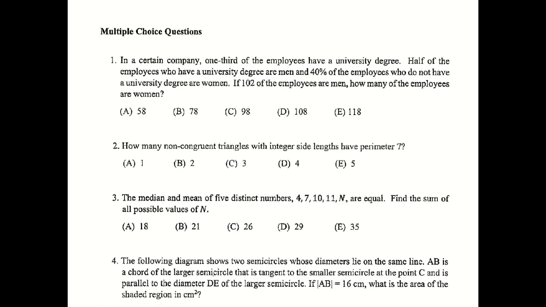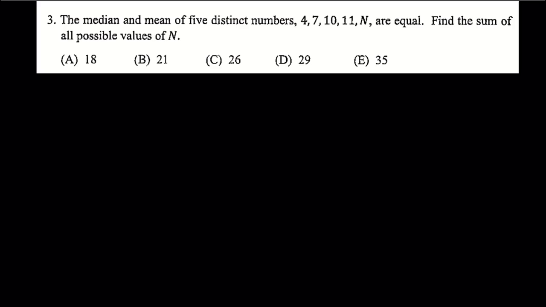Next, let's look at question 3. The median and mean of 5 distinct numbers 4, 7, 10, 11, and n are equal. Find the sum of all possible values of n. The options are A 18, B 21, C 26, D 29, and E 35. Try to solve it before moving on to the solution.